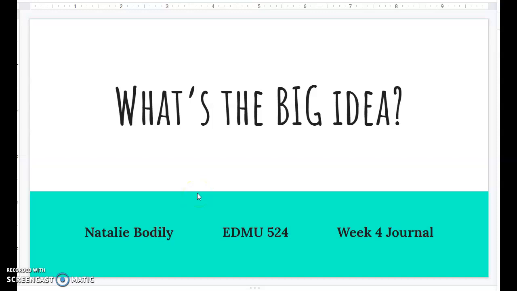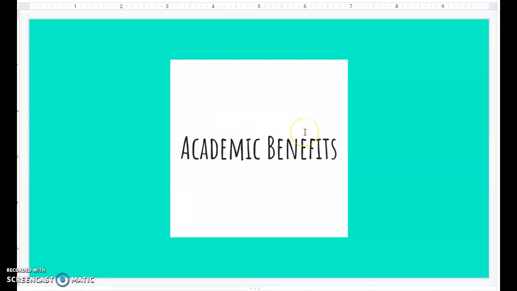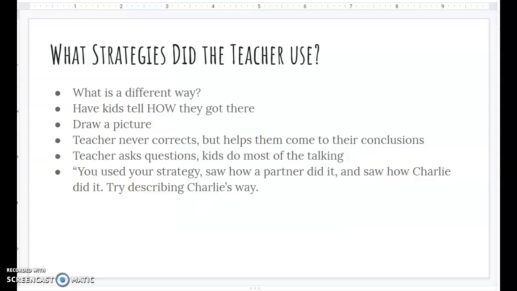Some of the benefits of focusing on a lesson surrounding a big idea is that students get a lot of information. They get a lot of opportunities to practice. It's not just one specific problem, and they can make connections between two different ideas. Well, those are the academic benefits. So what strategies did the teacher use?